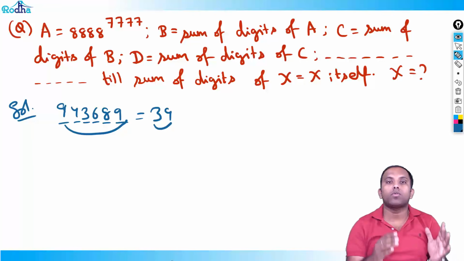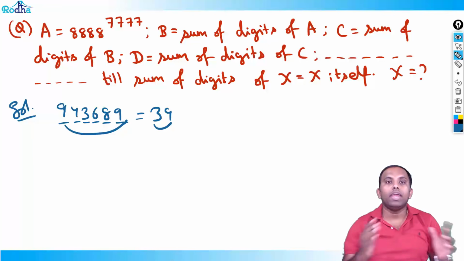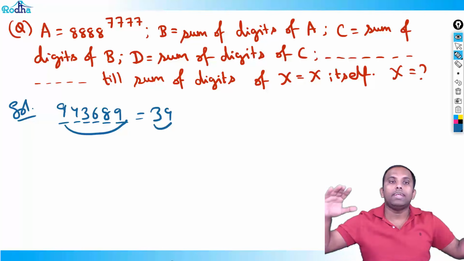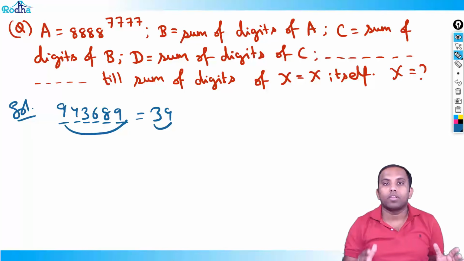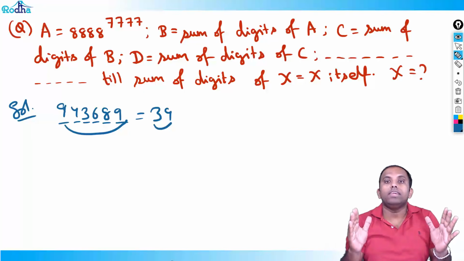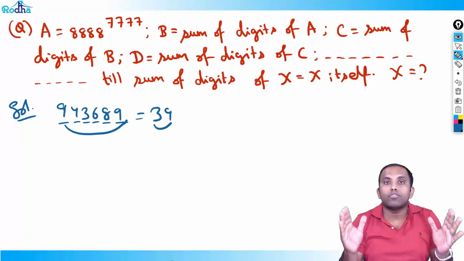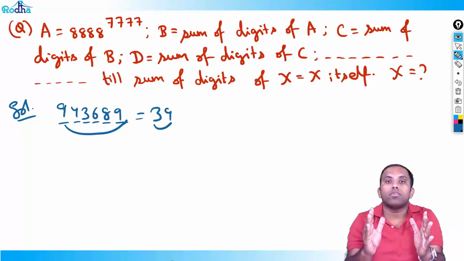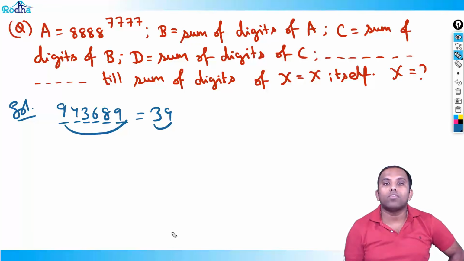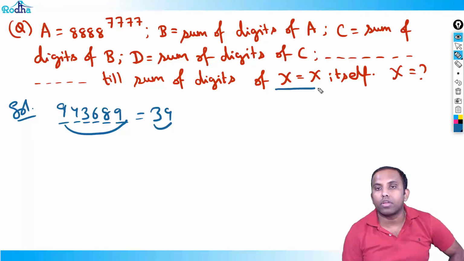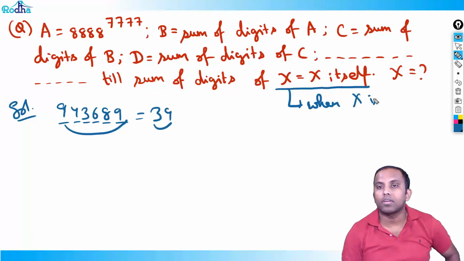So again, A is a huge number, 8888 raised to 7777. B is the sum of digits of A, so the number gets shortened. C is the sum of digits of B, and the number is further shortened. D is the sum of digits of C, further shortened. Till a point is reached where the sum of digits of X is equal to X itself. Now this will only happen when X is a single digit.